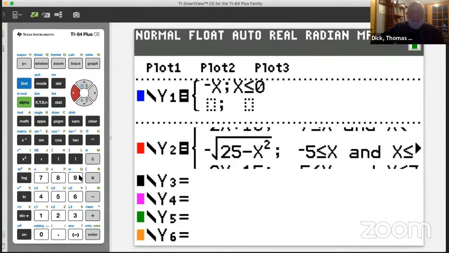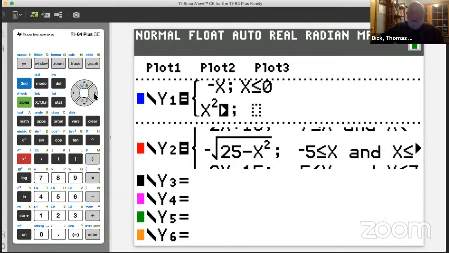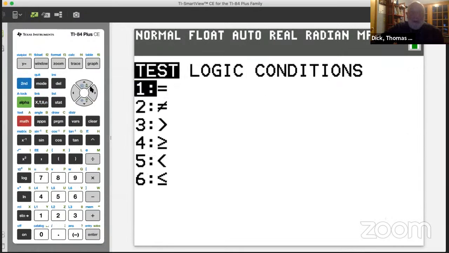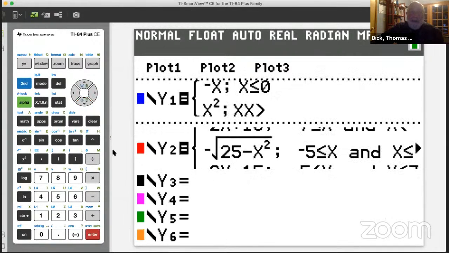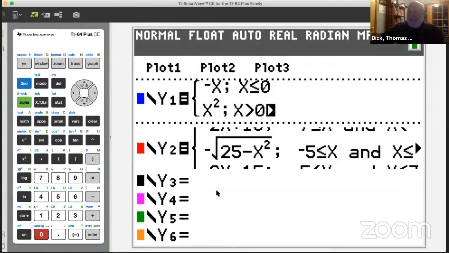And then for the second formula, I'm going to put in x squared for x greater than 0. And then again, I'll go to the test menu, conditions. Oh, I think I have a redundant x here, probably. Yep. My bad. Should have let it do more work for me. Okay. So x greater than 0. And so this is a 2-piece piecewise defined function.